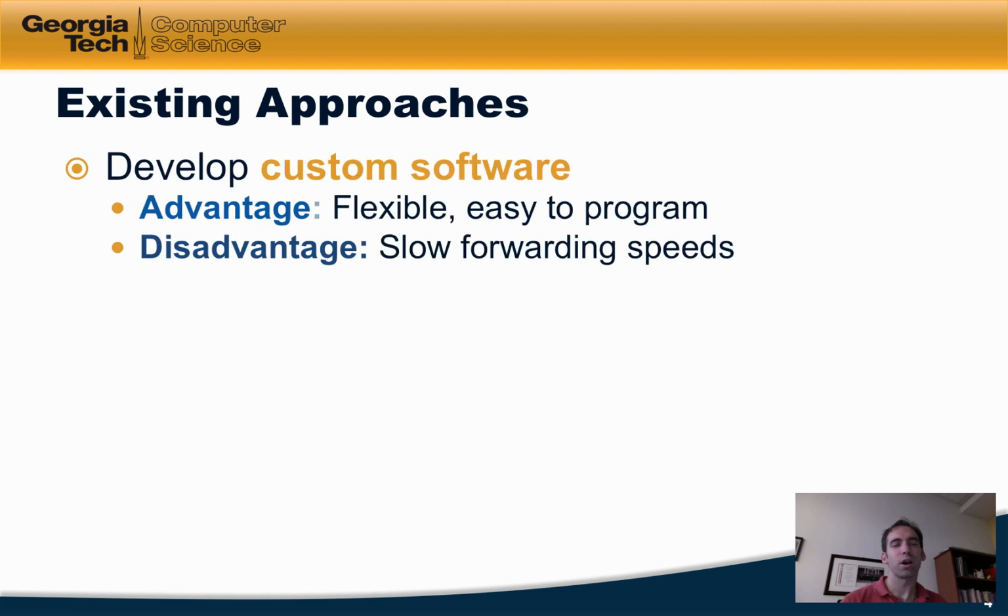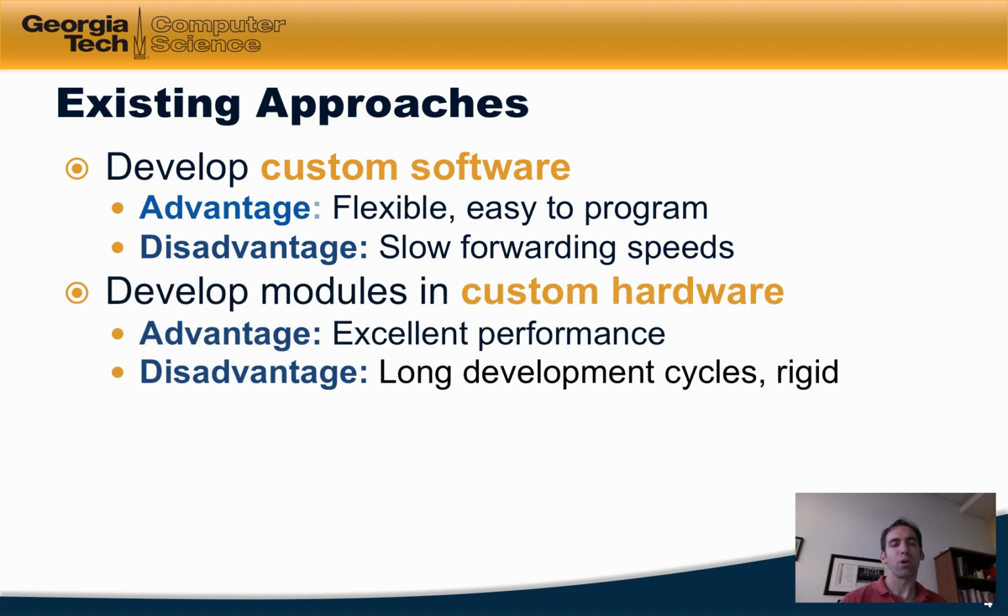One is to develop custom software. The advantage to custom software is that it's flexible and easy to program. The disadvantage is that forwarding speeds can be slow, although in this lesson we will look at how to speed up the forwarding speeds of custom software. Another approach is to develop modules in custom hardware. Custom hardware, of course, provides excellent performance, but development cycles can be long and the designs are rigid and fixed once the hardware has been fabricated.